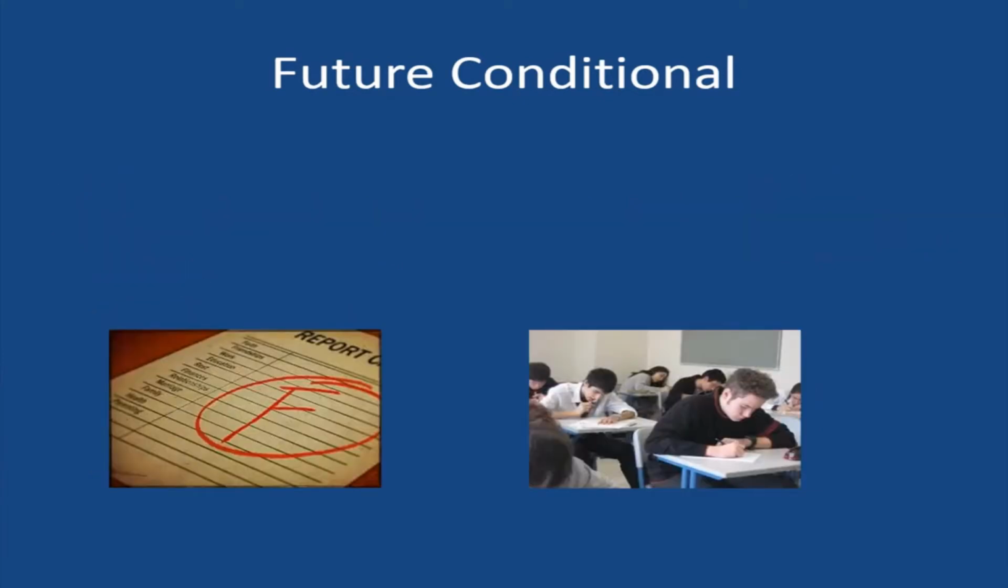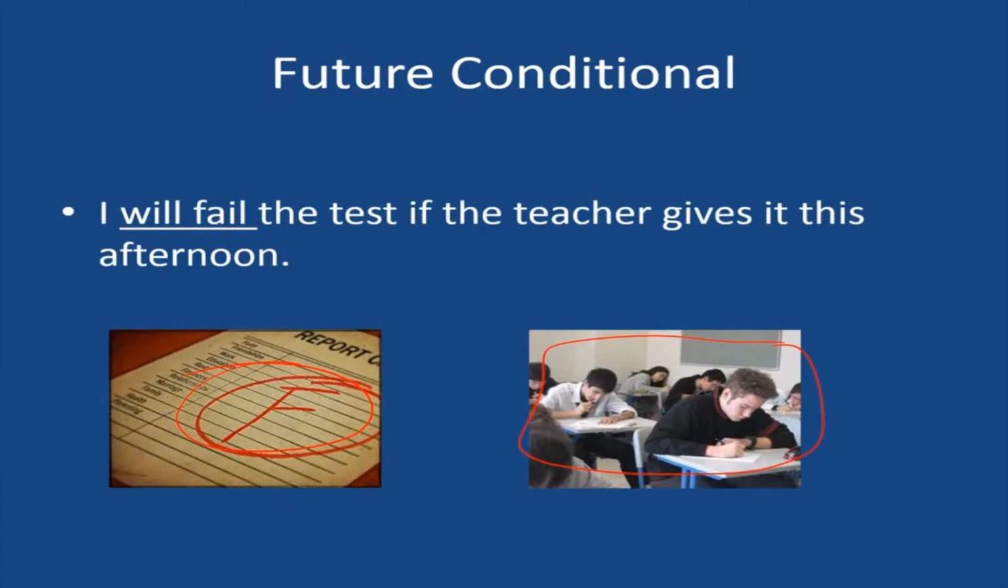Now, here we see the failing test, and then the student taking the test. I will fail the test if the teacher gives it this afternoon. I will fail if the teacher gives it. In this situation, the if part of the sentence, the condition, is at the end of the sentence, so I don't need a comma.